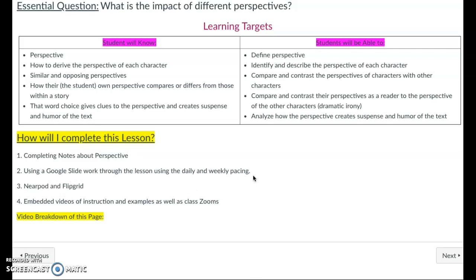Last week I gave you guys a week view. I'm going to start doing that again for this one, because this is going to be a 2-week lesson. You'll complete a Nearpod as well as a Flipgrid, and then, of course, as always, there'll be embedded videos of instructions and examples, as well as utilizing your class Zoom.